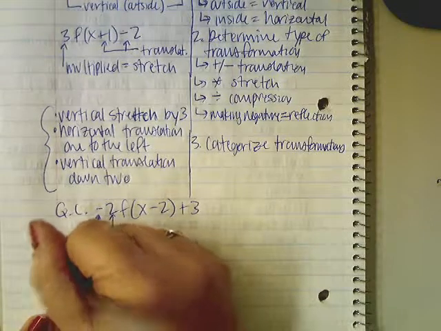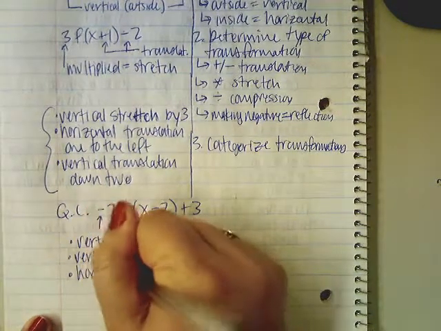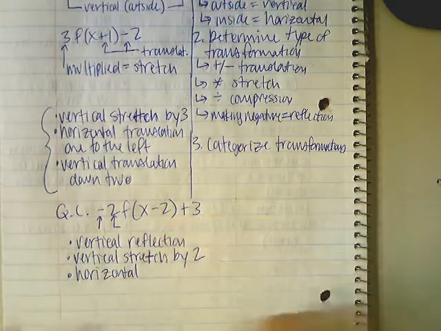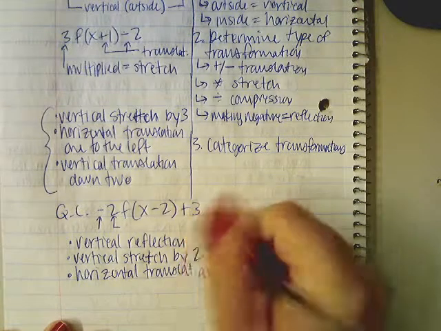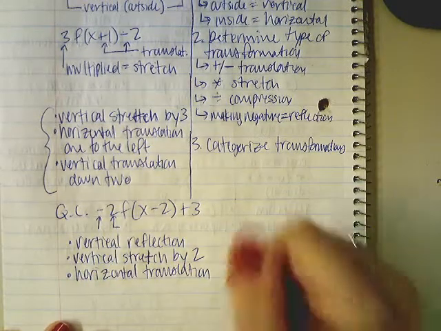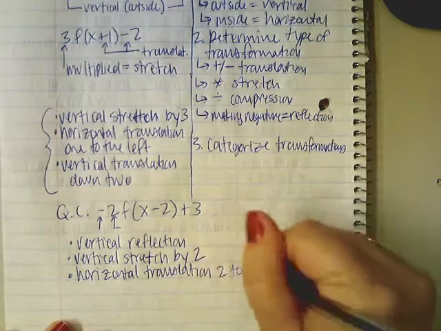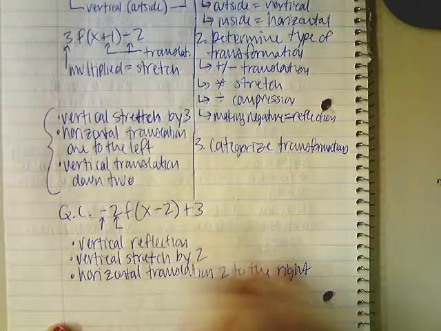Now I look inside the function, and I'm talking about horizontal, since I'm inside the function now. So I have horizontal, I'm adding or subtracting, so it's going to be a translation. And I'm subtracting, so I go to the opposite. Since it's horizontal, I'm doing the opposite. So I'm going 2 to the right. So horizontal translation, 2 to the right.